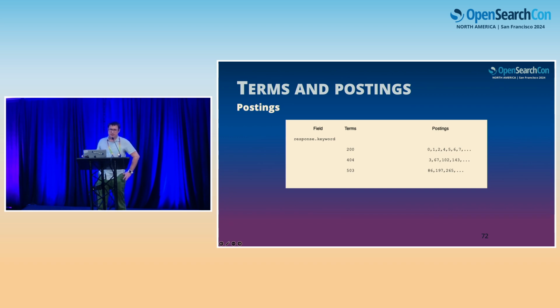If this were a text field, the postings would also, for each document, have positions, but this is a keyword field. We don't have positions. Everything's just in one spot. On top of that, though, per term, you also have statistics, specifically the document frequency of the term. The document frequency is how many documents have this term.